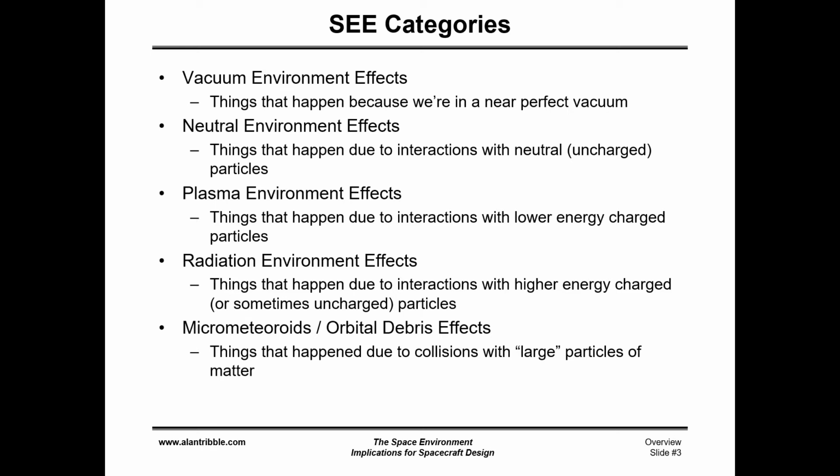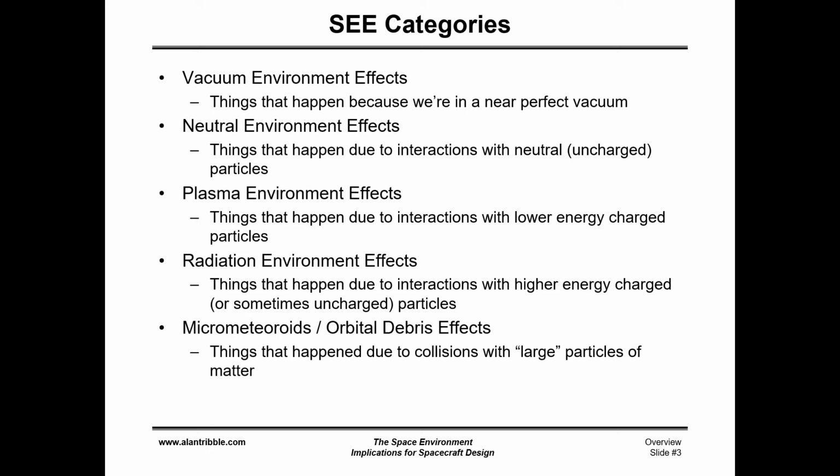The second category is neutral environment effects. Things that happen due to interactions with the neutral, that is the electrically neutral or uncharged particles that are out there. Aerodynamic drag is going to be the first and foremost one of those that we'll talk about. These are the uncharged electrically neutral particles.